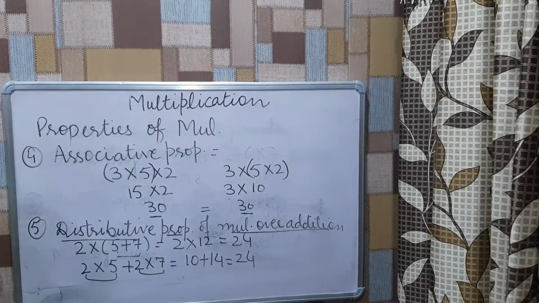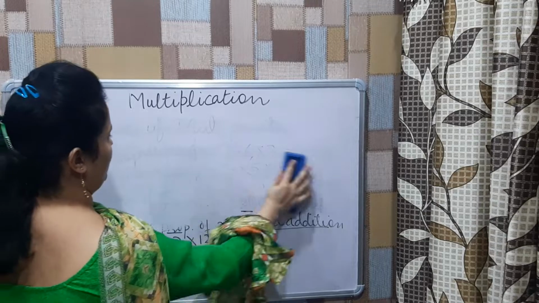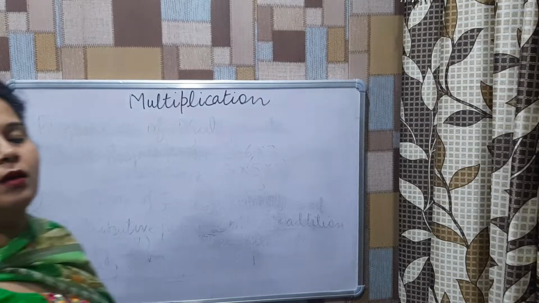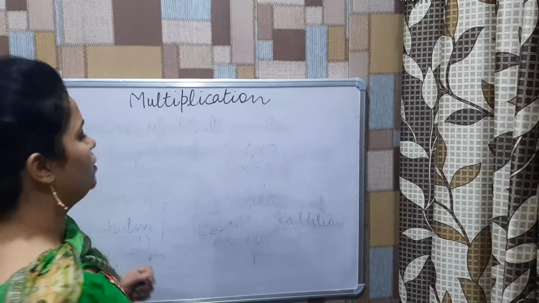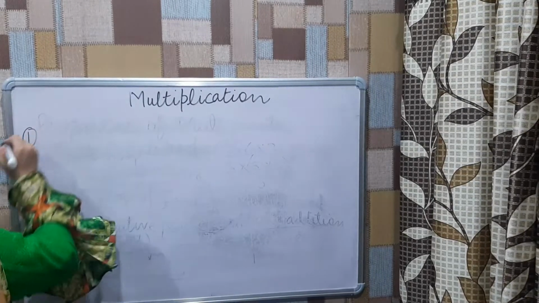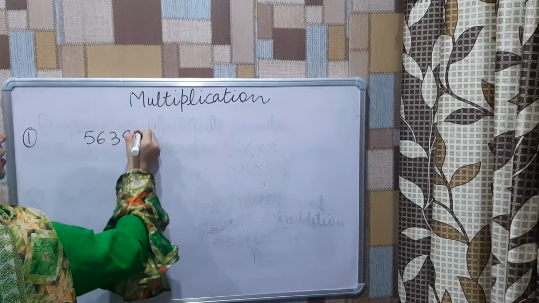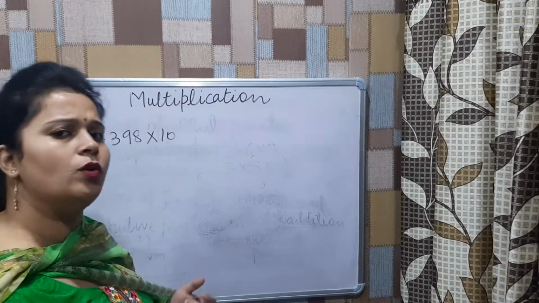Now children, these are the properties of multiplication. Now let us discuss if a number is given and you have to multiply it by 10, 100 or 1000. Let us discuss with the help of an example. Suppose a number is 56398 and you have to multiply it by 10, 100, 1000, 10,000 or 1 lakh.